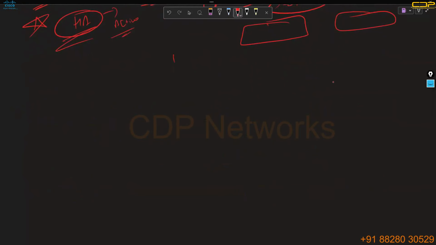So if I talk about the VPN, can anyone tell me what you understand by VPN? Have any of you heard of VPN? Virtual private network, that's the full form of VPN. What do you understand by VPN? Creating a secure network through the internet. Creating a secure network through an unsecured network, like the internet.